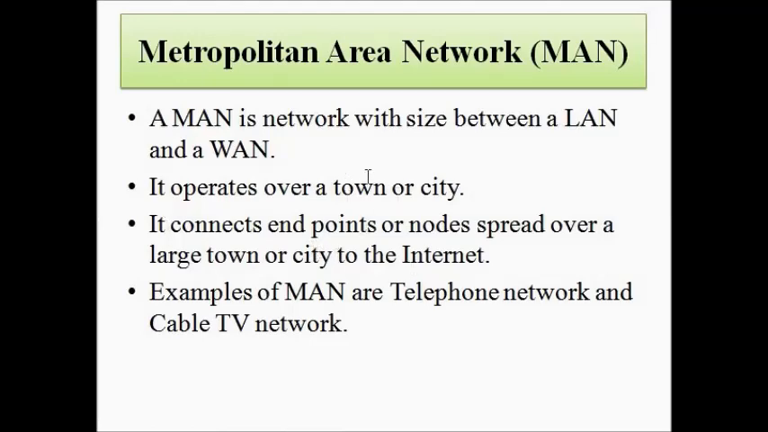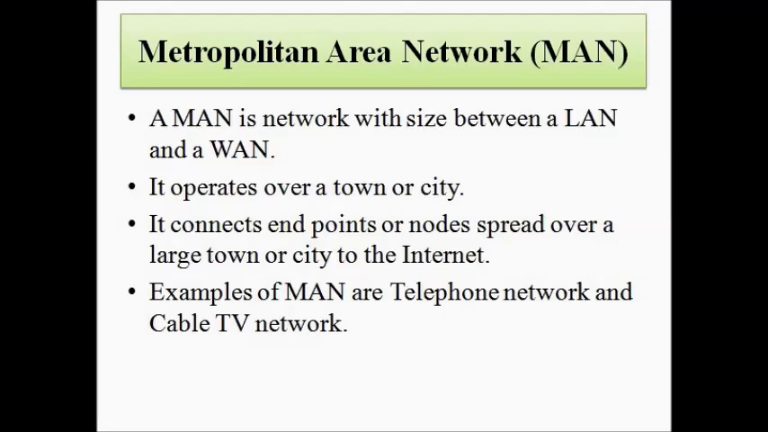So it also connects the various devices, the endpoints, to other devices with the help of communication links, but the geographical coverage is more than that of a LAN but less than that of a WAN. So it lies in between LAN and WAN. Examples of a metropolitan area network can be the cable TV services and the telephone network.